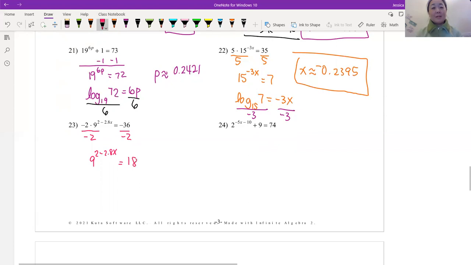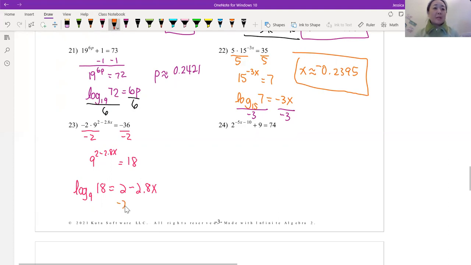times. Oh yeah, we're not going to be able to do that, because 18 is definitely not a perfect square or a perfect cube. Doesn't work. So we can't do common basis, so we'll have to do logs. So this can be log base 9 of 18 is equal to 2 minus 2.8x. It's a little bit more, but still it's totally doable.